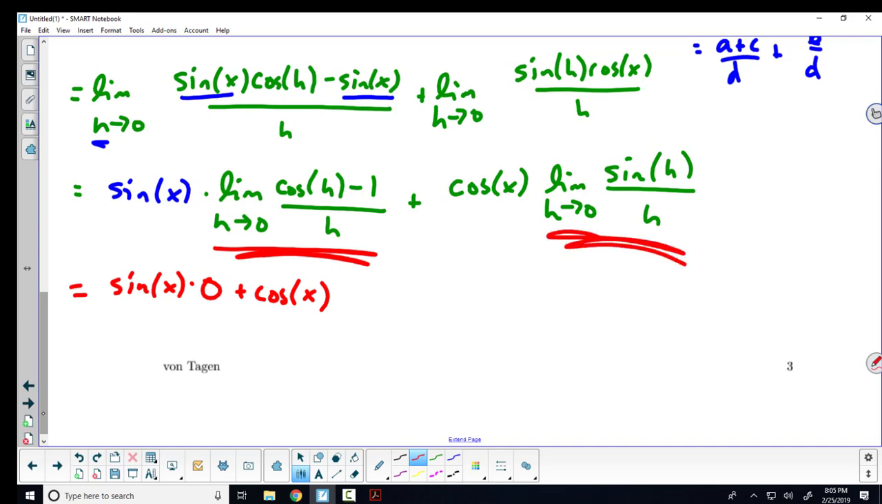What did this limit come out to be? Everybody, all together? 1. So we just get the cosine of x. Really interesting, folks. The derivative of the sine curve is the cosine curve.